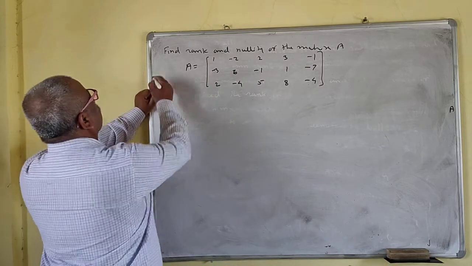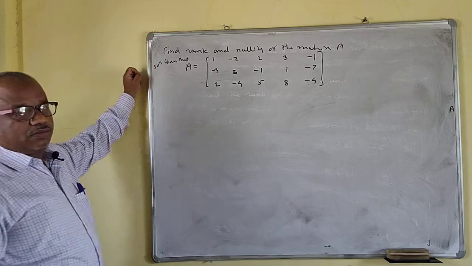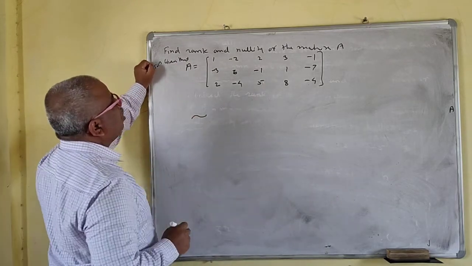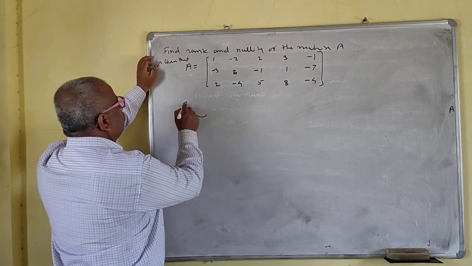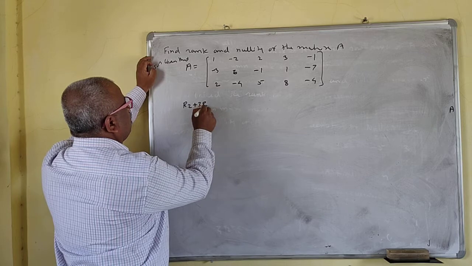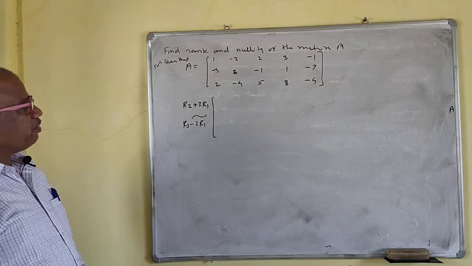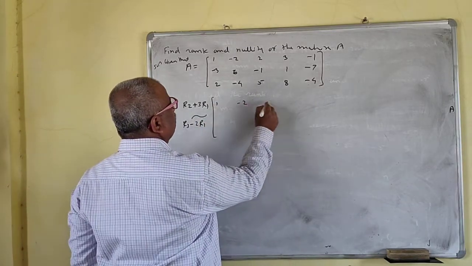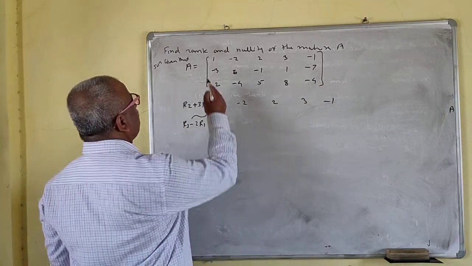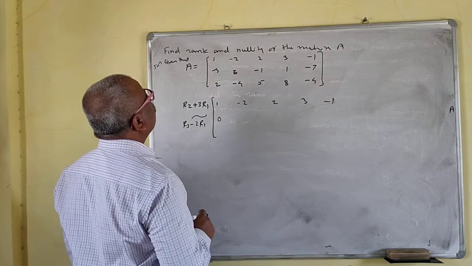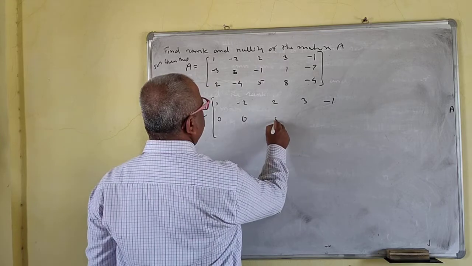Okay, so solution. Given that. This element is already 1. You have to make this into the equivalent form: R2 plus 3R1, R3 minus twice R1. So you write R1 as it is now: 1, minus 2, 2, 3, minus 1. Then you multiply by 3 and add this. So 3, 0; 6 minus 6 plus 6 is 0. Then plus 6, so this is 5.